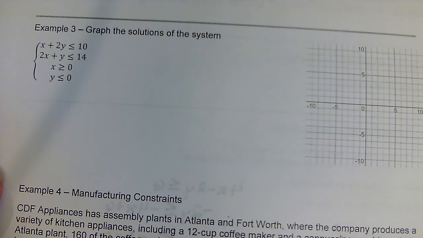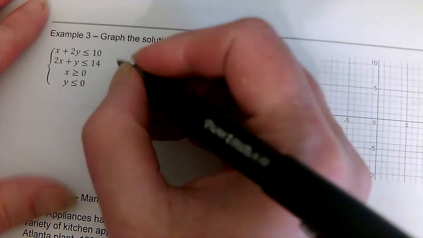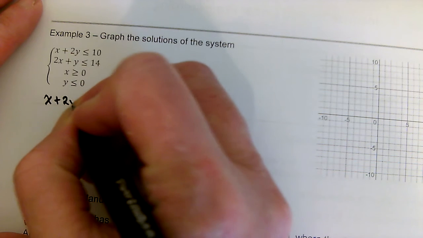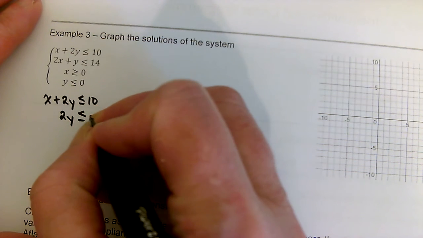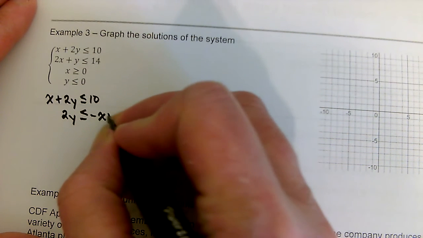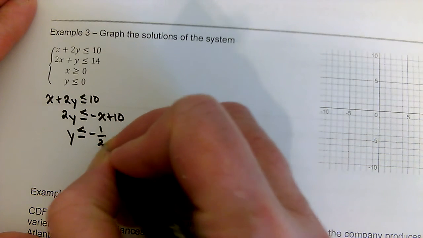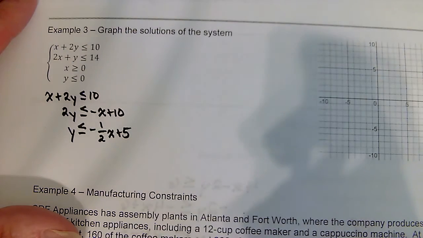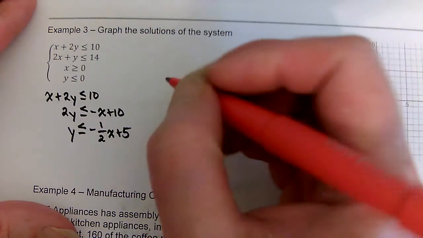So this one now has 4 in it. Let's take the first one and solve for y. I should have used other colors. I will for the next one.